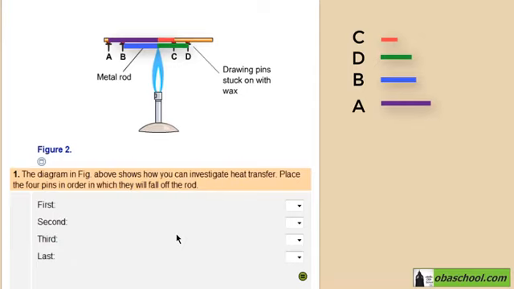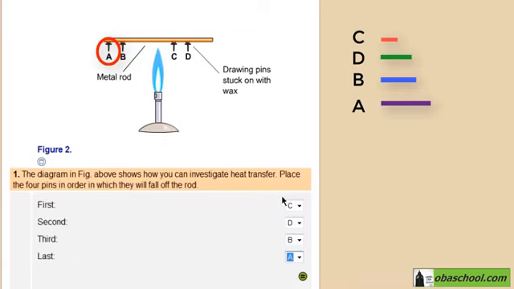Let's move these lines and order them from the shortest distance to the longest one. So we notice that C is the shortest one, which is the red line. Then D is a bit longer, B is longer than D, and A has the longest distance from the Bunsen burner. So the answers are: the pin that is nearer to the Bunsen burner will fall first. So the first pin to fall is C. The second is D. The third is B. And the last one is A.